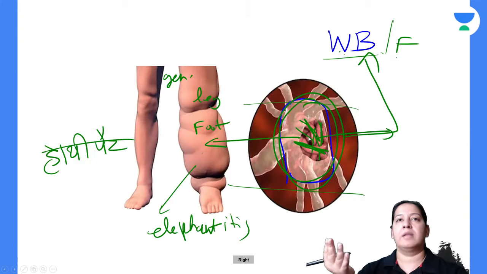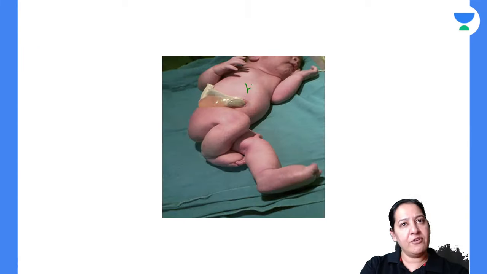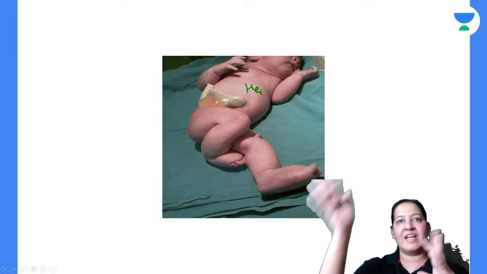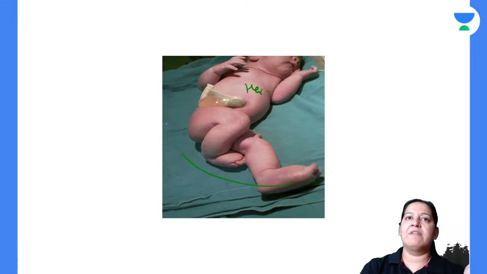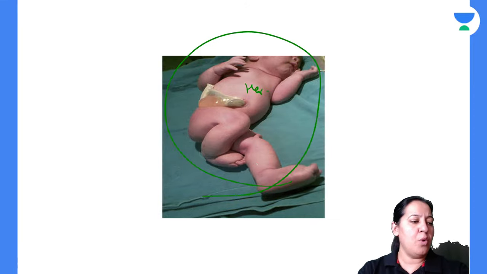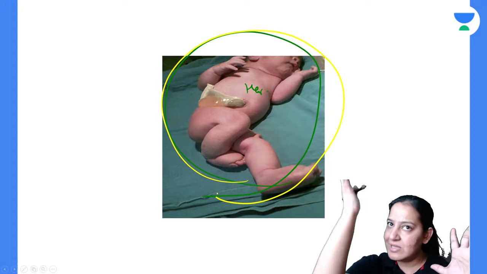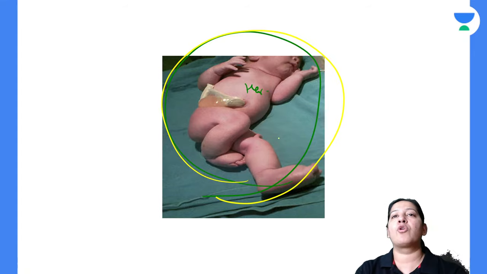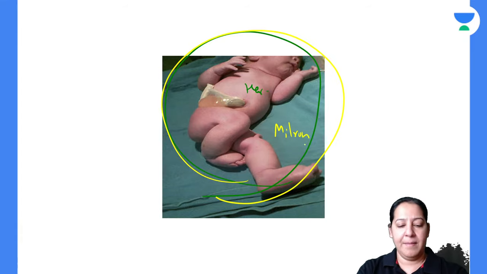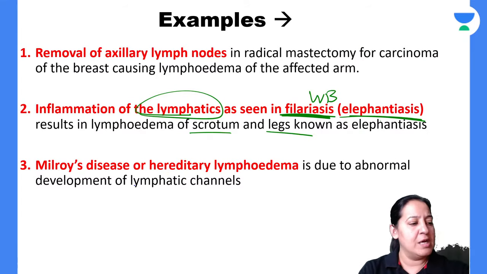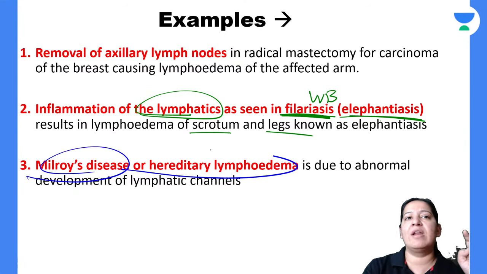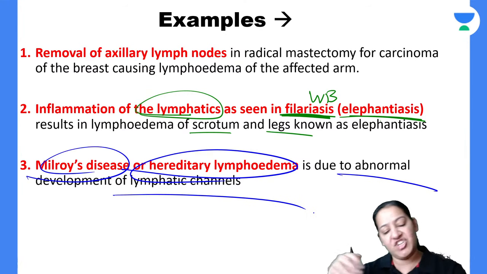And the third one is hereditary. Congenitally, the lymphatics are not formed in the entire body. Can you see a child with entire body swelling? Why is the child having swelling throughout? It is lymphedema throughout the body because the lymph nodes are abnormal. That is known as Milroy disease. What is Milroy disease? It is hereditary lymphedema due to abnormal lymphatic channel development.